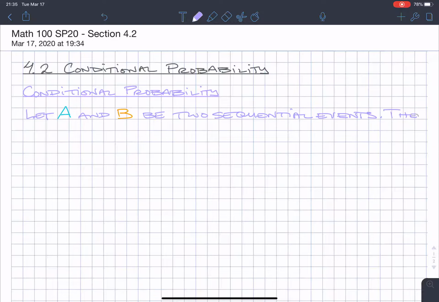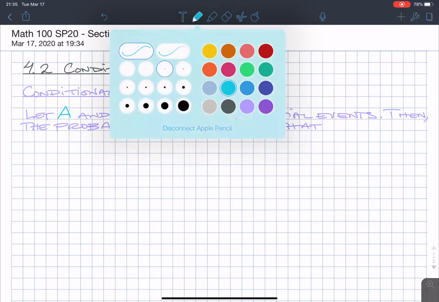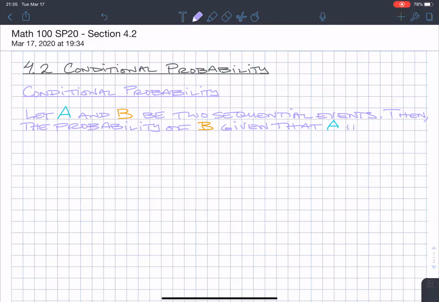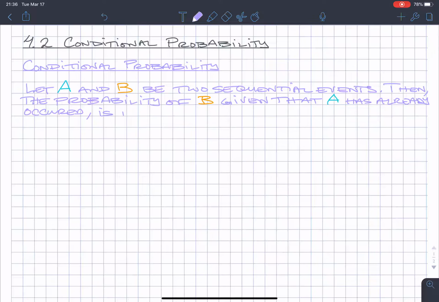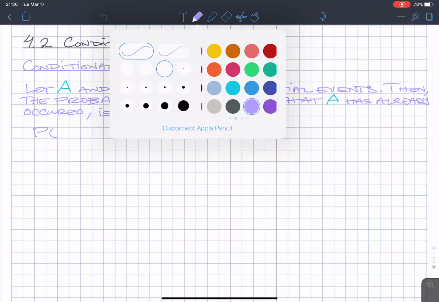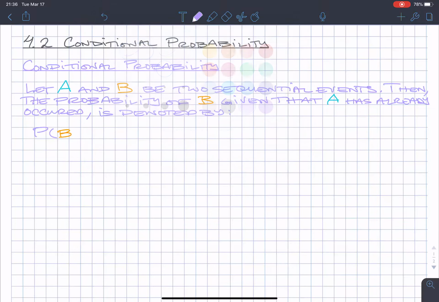So then, the probability of event B given that event A has already occurred is denoted by, so the probability of, well, I want to find the probability that event B happens given that, so a straight up and down line, event A has already happened.